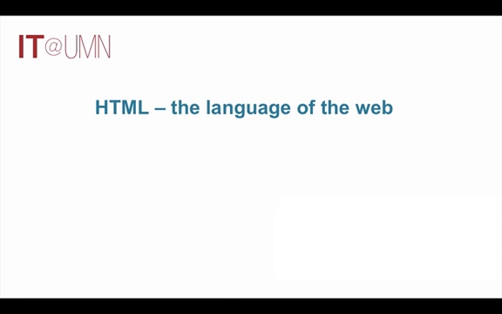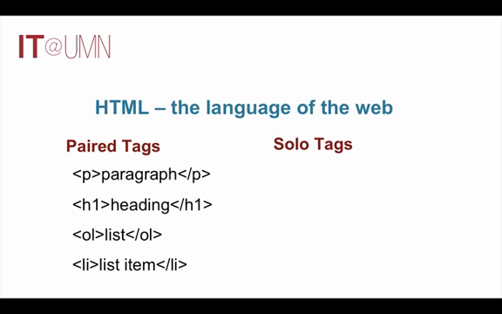So let's take a look at some basic HTML. In HTML, there are two kinds of tags. There are paired tags and solo tags. Here's some example paired tags. With the paired tags, you have an opening tag and a closing tag, and the content goes inside of it. With solo tags, you use them one time and just insert them wherever you need them in your content.